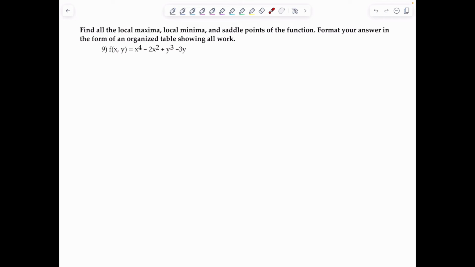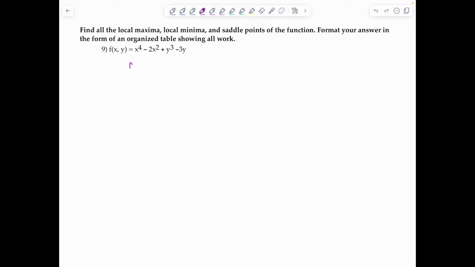Find all the local maxima, minima, and saddle points of the function. Format your answer in the form of an organized table showing all work. Okay, so in order to get critical points, we have to find where both the partial with respect to x and y are simultaneously equal to 0. So it's partial derivative time.